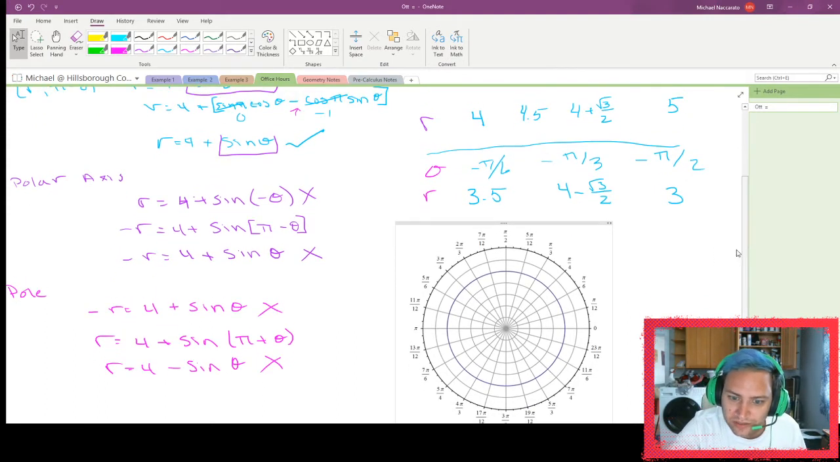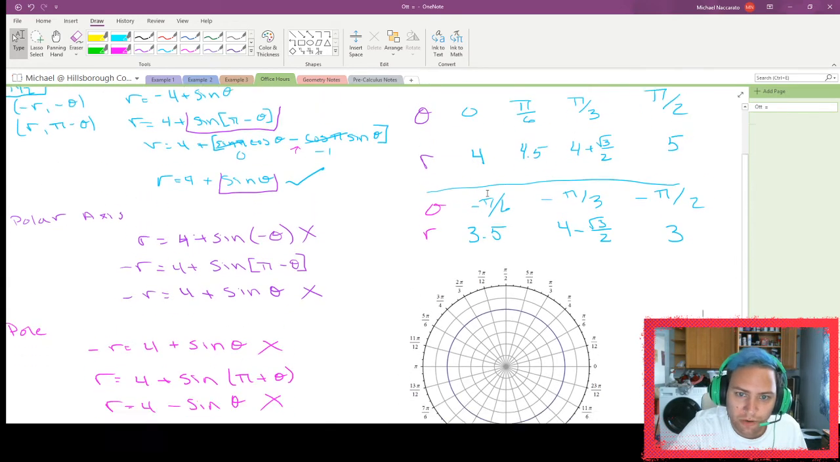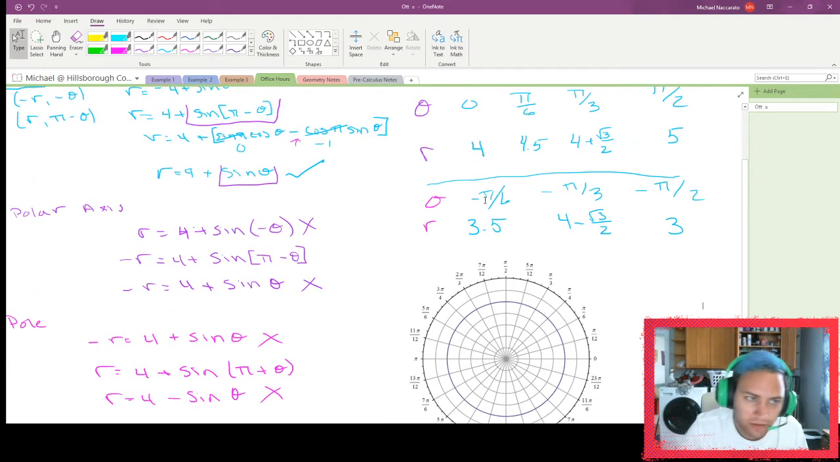Okay. So trying this again. So the first one was over 4 and then with a radius of 0. So I'm going to come on here. I'm going to go over 4. So here's my origin, or my pole, 1, 2, 3, 4, and then rotate 0. So there's my first point. My second point was go over 4.5 and then rotate pi over 6. So pi over 6 is right here. And we're in between 4 and 5.